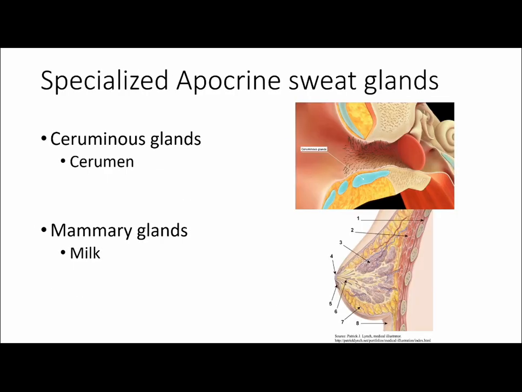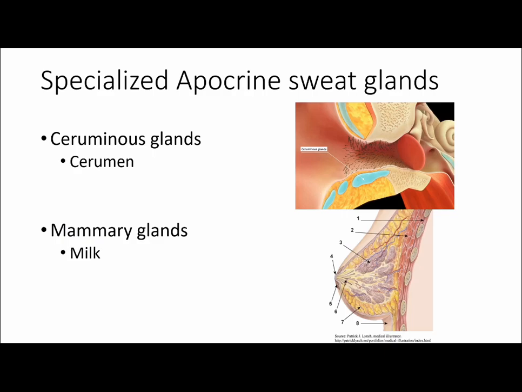We also have two types of specialized apocrine sweat glands. You have your ceruminous glands, and your mammary glands. So oddly enough, your mammary glands are a type of sweat gland. So your ceruminous glands produce what is called cerumen, which is just a waxy substance. So think about where on the body you normally would find a waxy substance. It's going to be in your ears, your ear canal, your earwax.